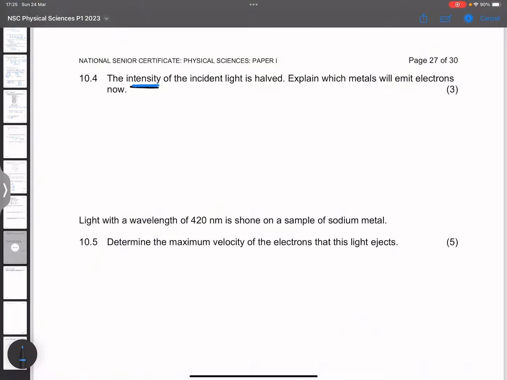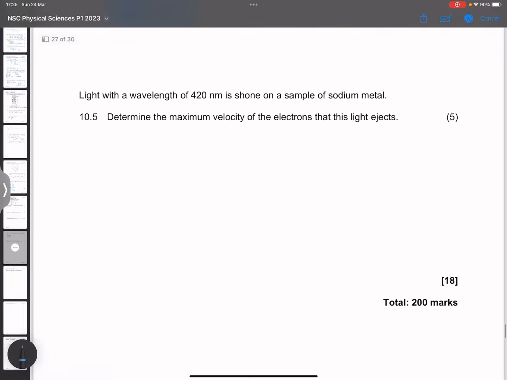Please remember that when you change intensity, it will not actually change the kinetic energy of electrons. So in this case it will be the same metals, which were sodium and calcium. It would still be the same, because, as we said, changing the intensity will not affect the energy of the photon.